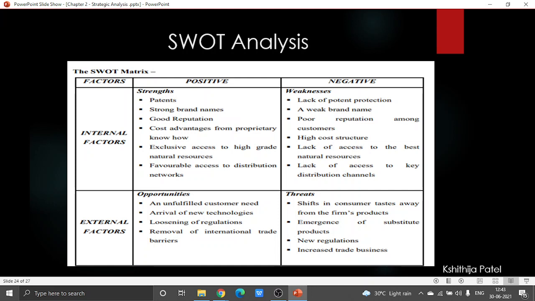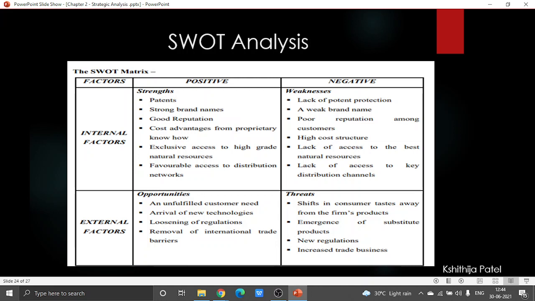Okay, and speaking about weakness, it can be in terms of patent protection, the brand name might be weak, the reputation among customers might be weak, the cost that the organization faces might be high, there might be lack of access to the best natural resources and also to distribution channels.